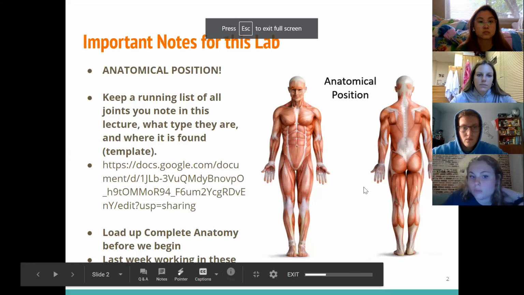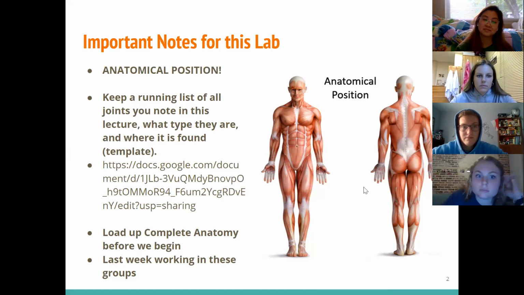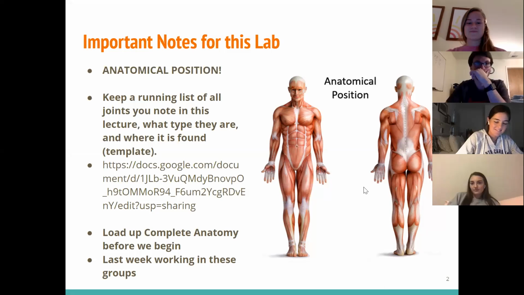All good? How's everyone doing? Are we feeling pumped to learn about the appendicular skeleton on Monday at 5 o'clock? Probably not, no. But that's okay, we're gonna get through it, it's gonna be fun.